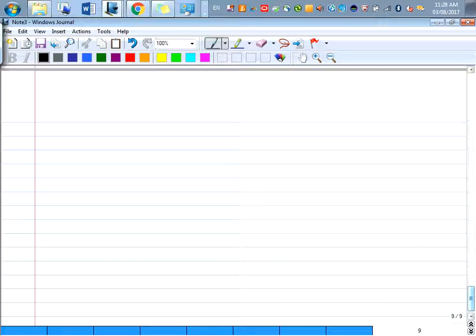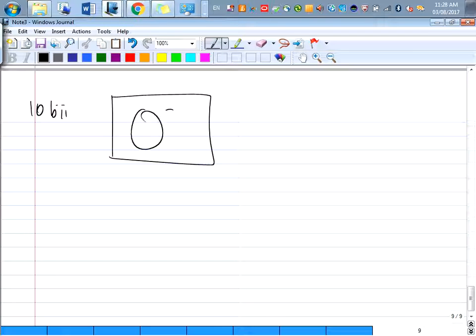Next, 10. 10B part 2. So 10A is how you never mark. Oh, I didn't mark. Okay, what you have to shade is this part. Okay, so mark yourself.